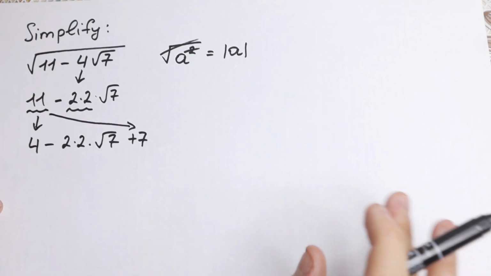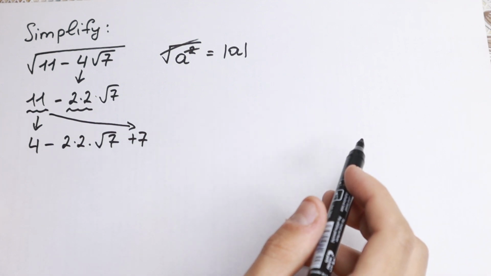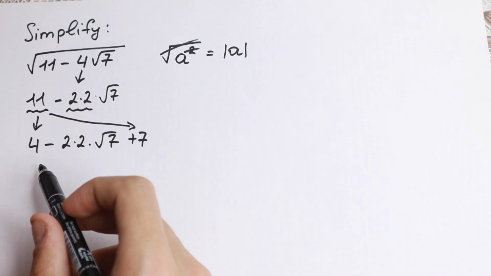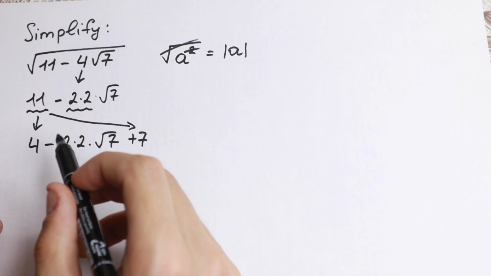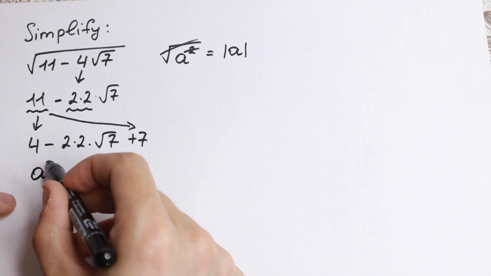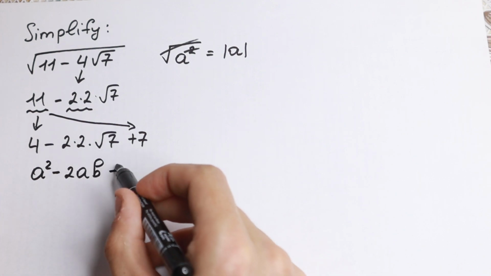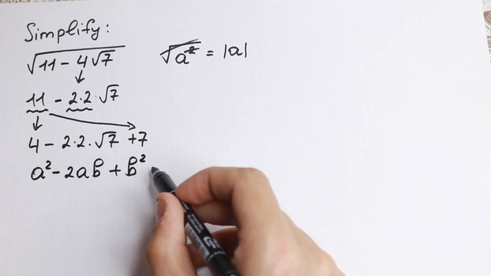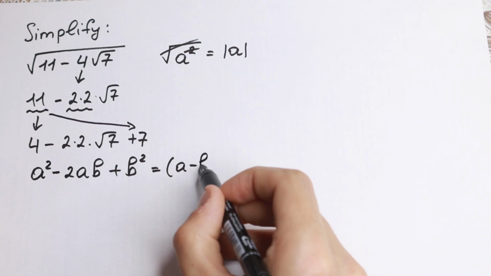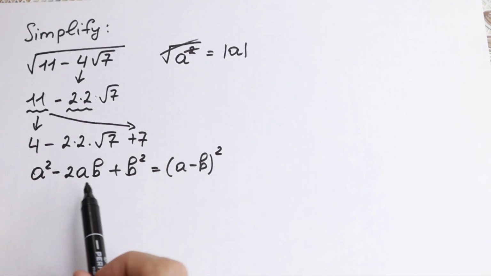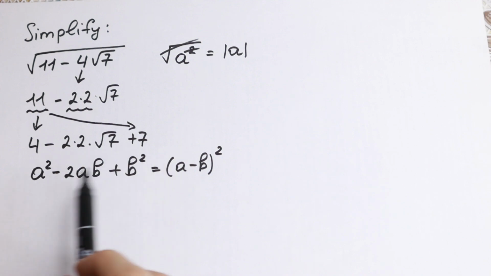But why is this expression really good for us? I want to write on the bottom of this a really good formula: a square minus 2ab plus b square will be equal to a minus b to the second power. We all know this. We all know this expression. We all know this formula.